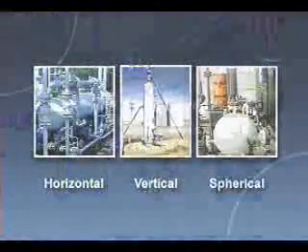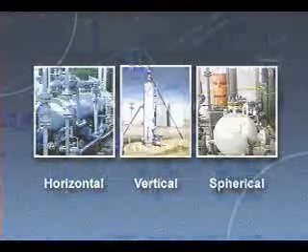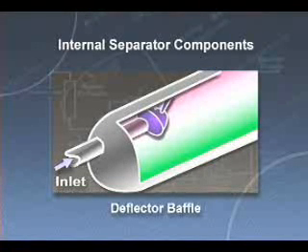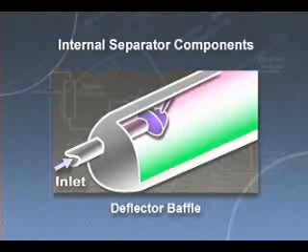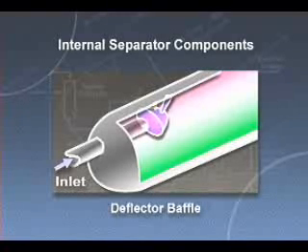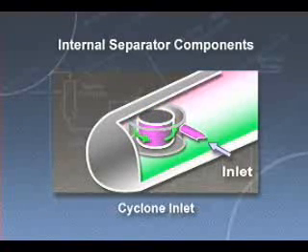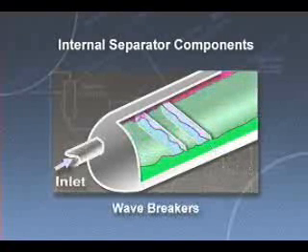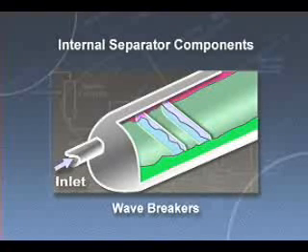All separator types have in common certain internal vessel components. Inlet diverters provide the initial gross separation by changing the flow direction as fluid enters the vessel. The deflector baffle, shown here, is one type of commonly used inlet diverter. Another is the cyclone inlet. Wave breakers limit the wave propagation that might otherwise occur in large horizontal vessels.